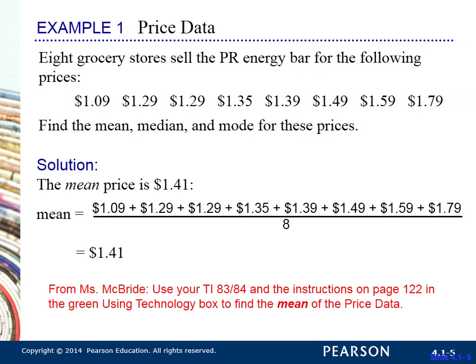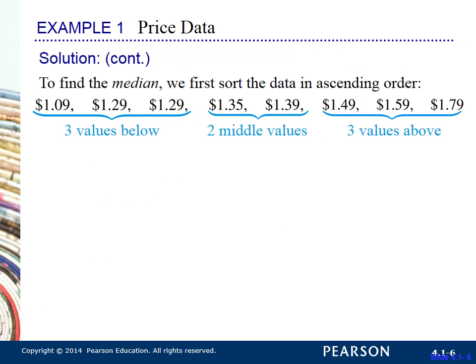And the mean is called X bar, is the X with the little line over it. That will be the first thing you see. It should say 1.41. All right, let's find the median.